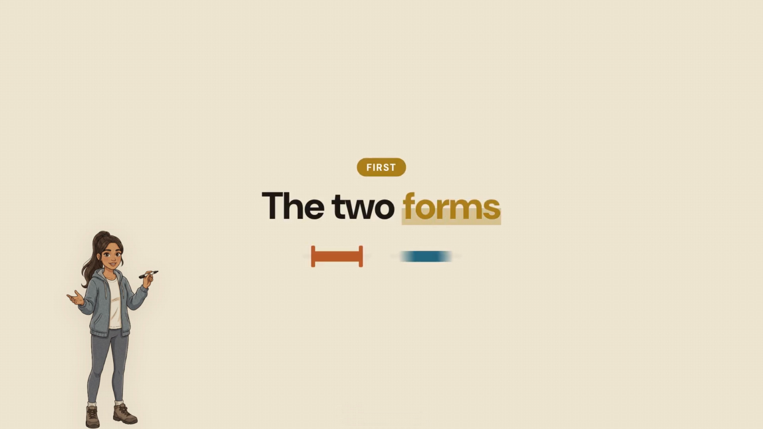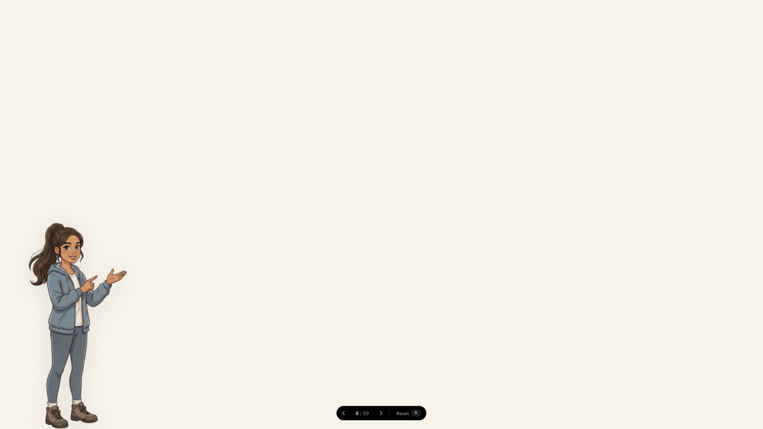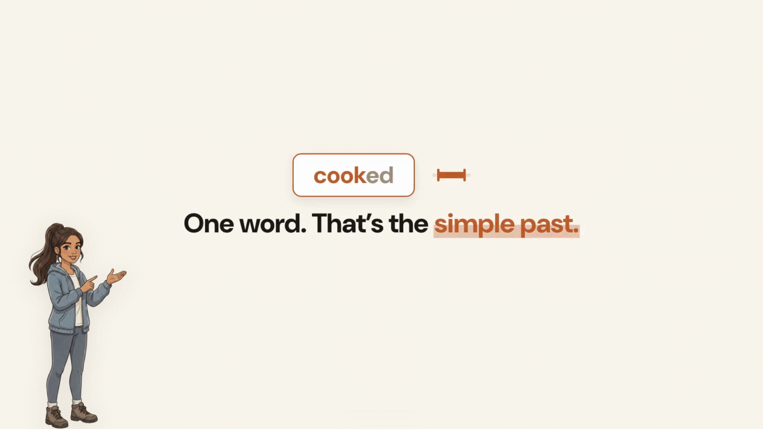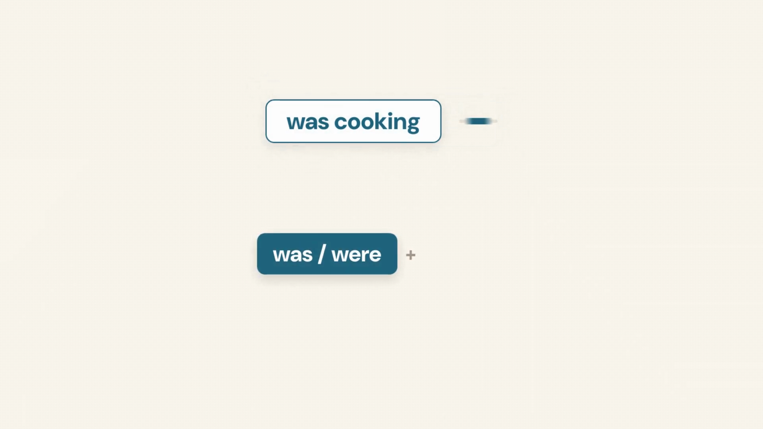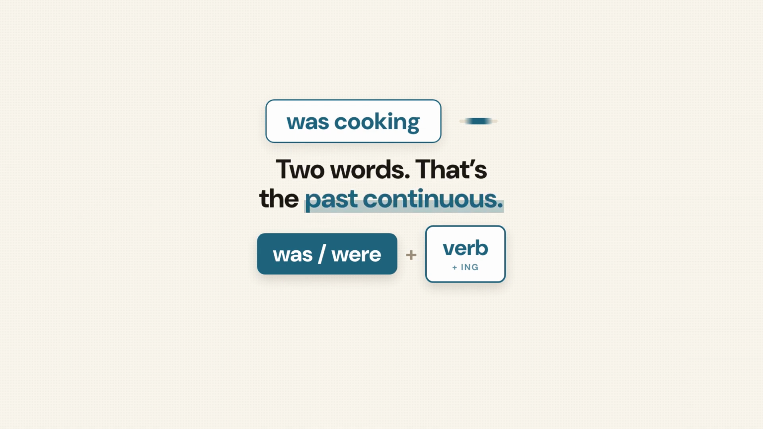Quickly, the two forms first, so we all start in the same place. It's cooked, one word. That is the simple past. Most verbs just add ed. Some change completely. Go becomes went. See becomes saw. I was cooking. Two words, was or were, plus the verb with ing. That is the past continuous. Was watching. We're eating.